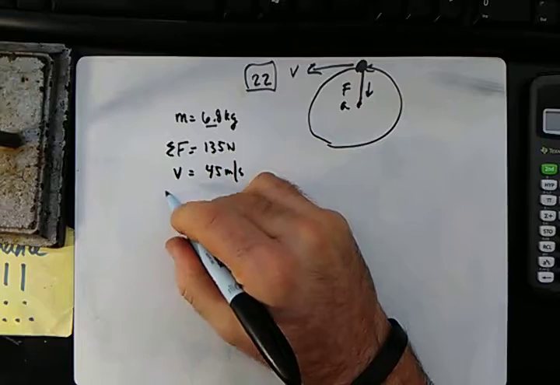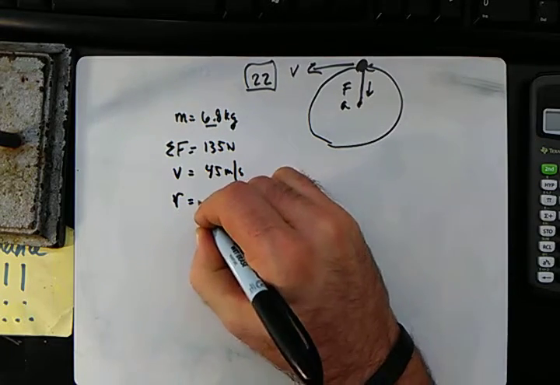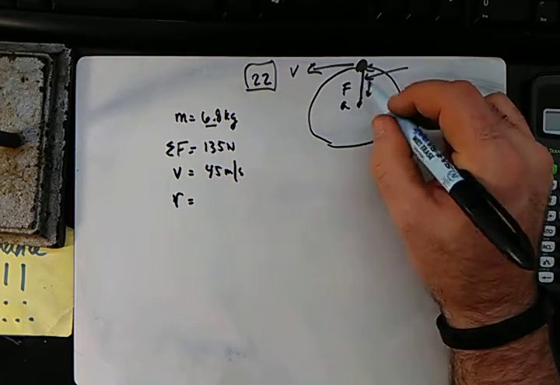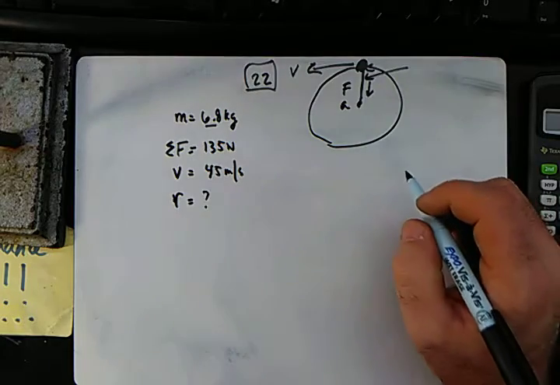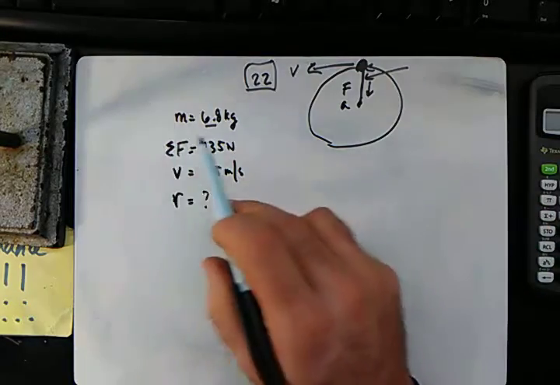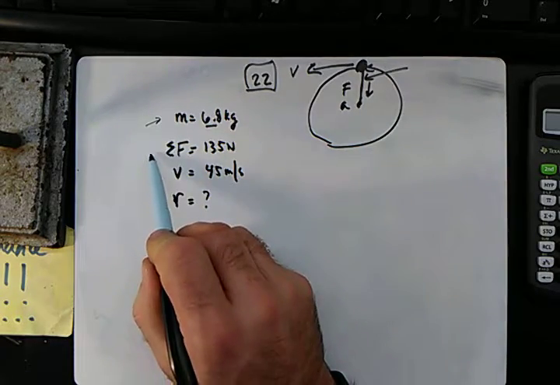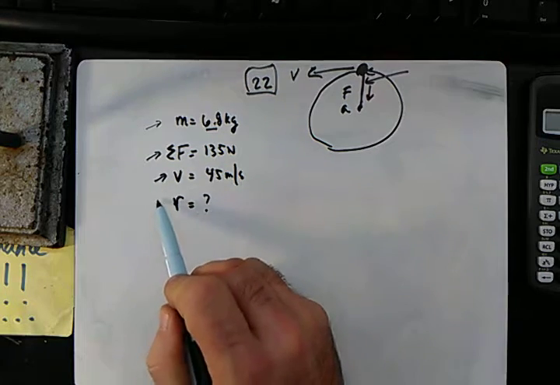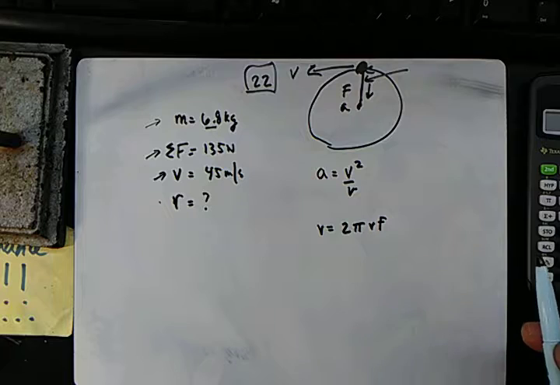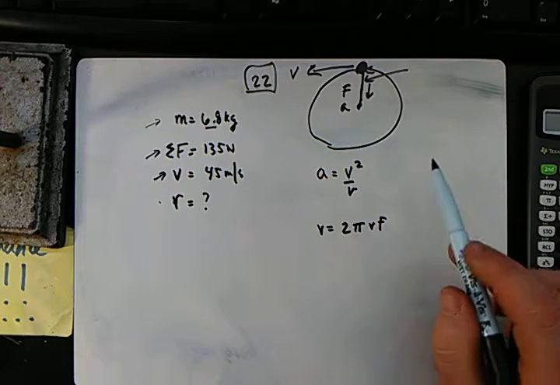First thing we have to consider is what they're actually asking us, and they're looking for the radius of the motion. So we're looking for the size of this string. That's the question mark. We're not going to directly get there because we're given a mass, a force, and a velocity, and asking for a radius. So we have to look at the two formulas that have a radius in them.